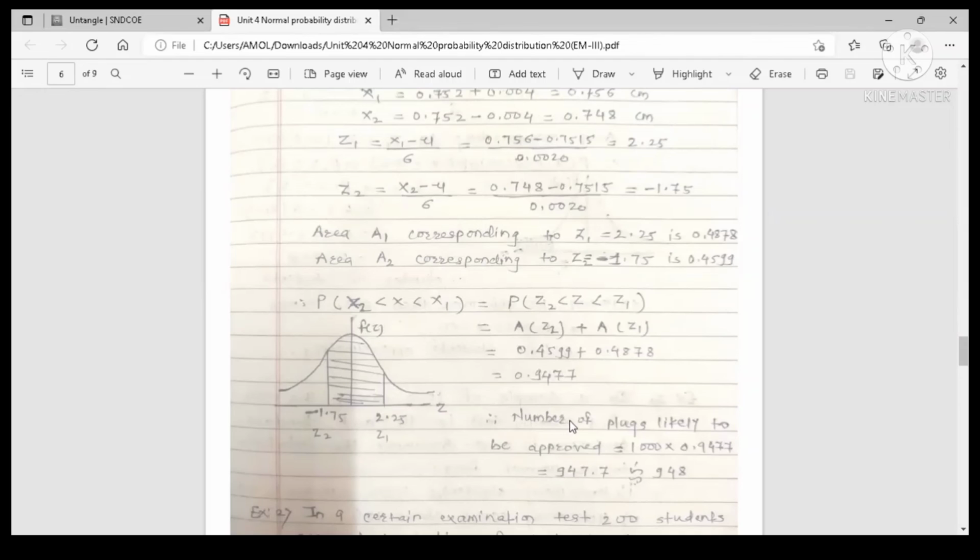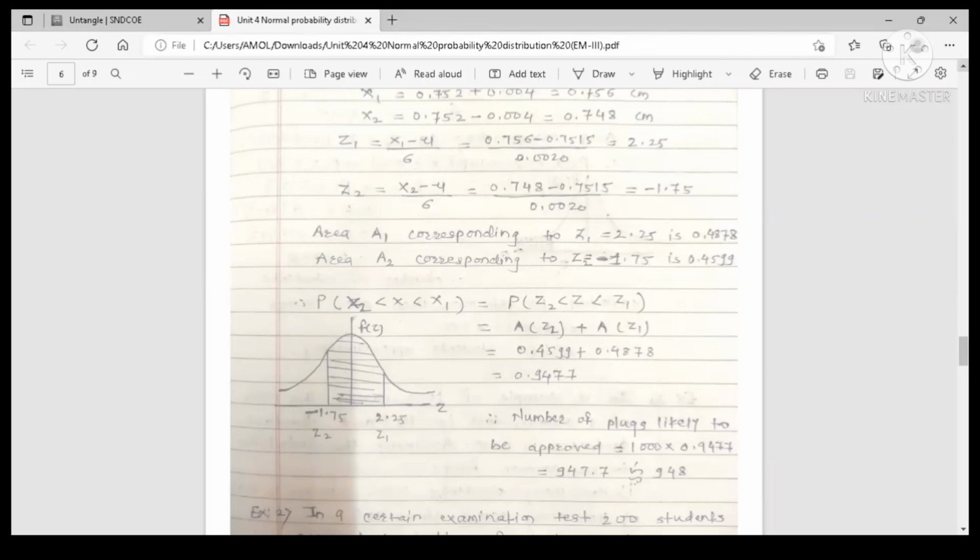So this is the probability between x1 and x2. It means the probability between z1 and z2, because we have converted x1, x2 in terms of z1, z2, and we have calculated the area between z1 and z2. It is nothing but the probability between x1 and x2, and it is 0.9477.